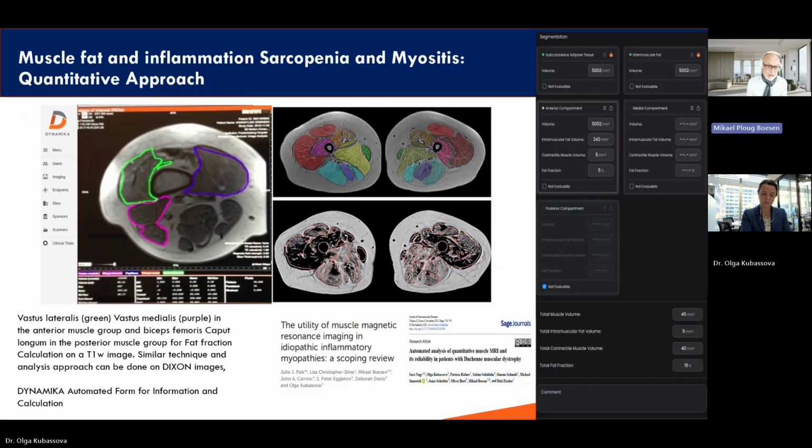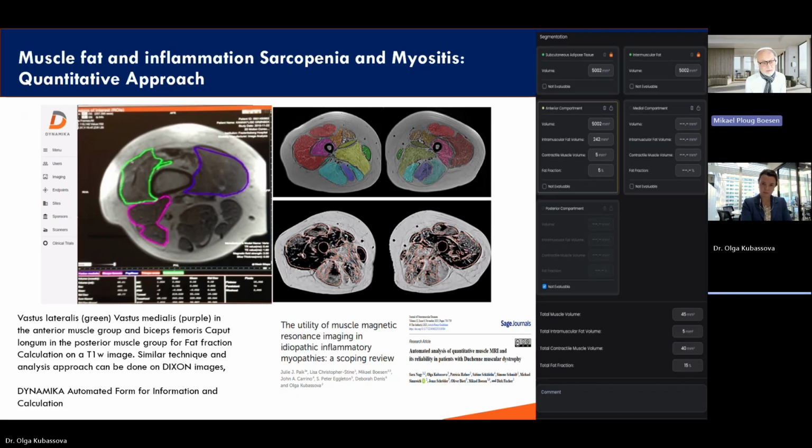And the image on the right is what we also published with Merck. This is Duchenne's muscular dystrophy, where you can see that imaging not only plays a role in detecting the disease, but also in showing the activity. This is a T1 where we segment the muscle and the fat inside the muscle and use that as a biomarker for change.